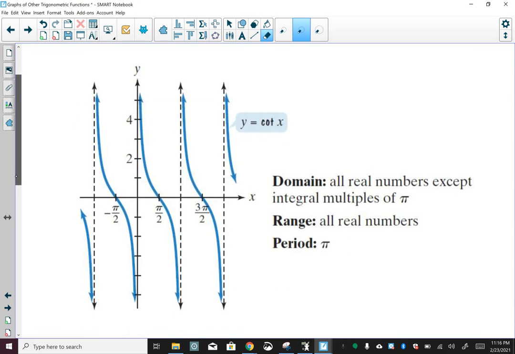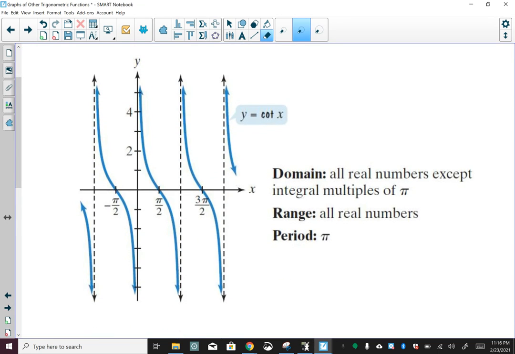Cotangent is the reverse of tangent. As you read this, we come down from positive infinity and head off to negative infinity. And then we start over from positive infinity and head off to negative infinity. Your domain is all real numbers except multiples of pi. So negative pi, 0, pi, 2 pi, 3 pi, 4 pi, and so on.